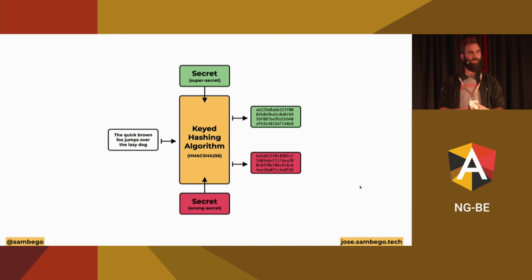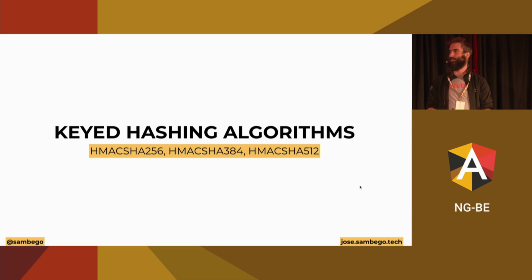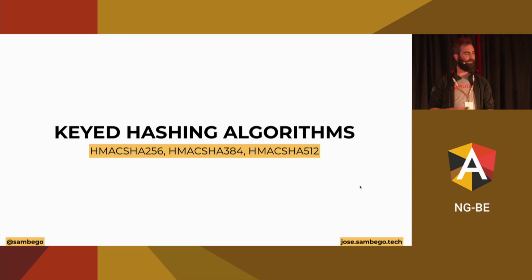If you know the key, you can add it to the algorithm and you can get the output that you expected. If somebody tries to recreate that keyed hash with a different key, with a wrong secret key, they will get a different output, so they will not be able to get the expected hash. And some of these algorithms are HMAC-SHA-256, 384, and so forth, where the number is basically just the bit length of the output.